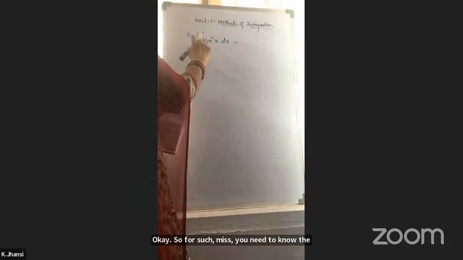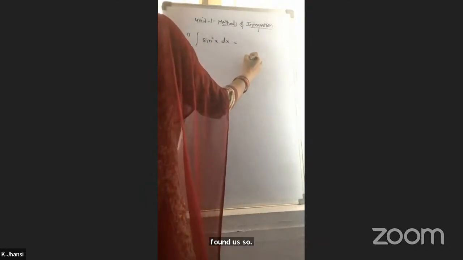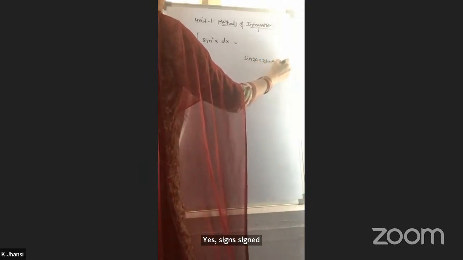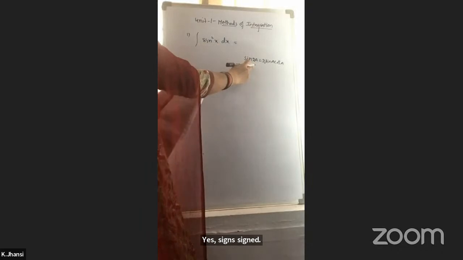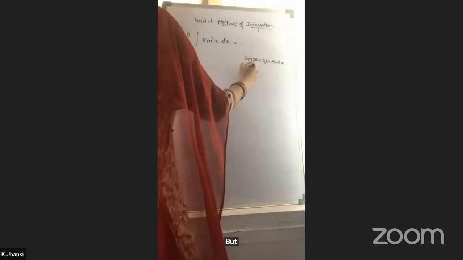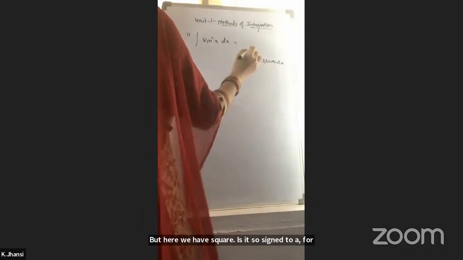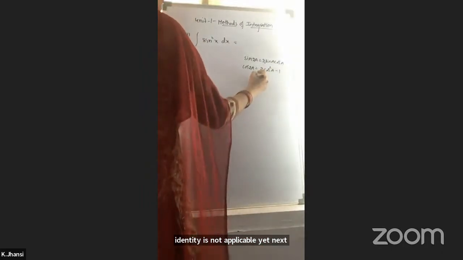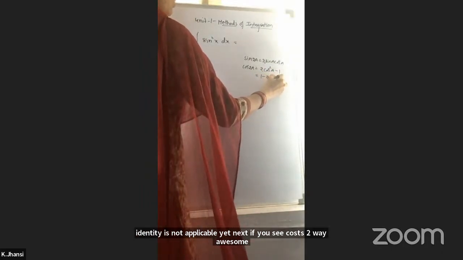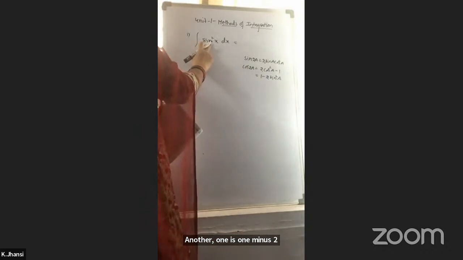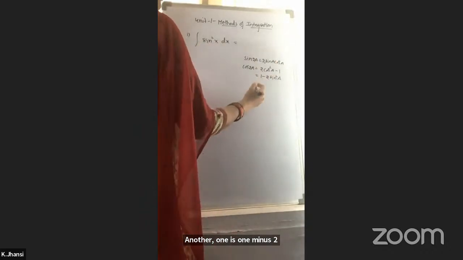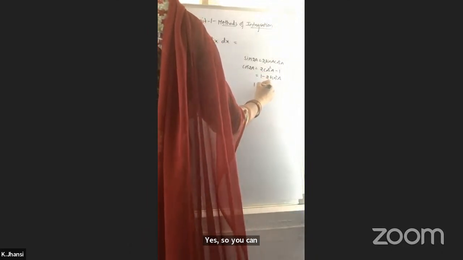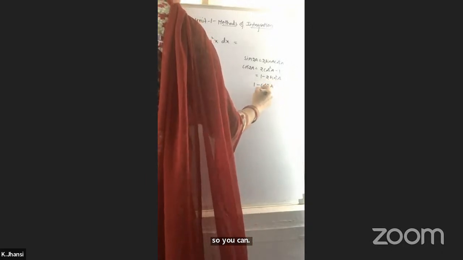Here sin 2a is 2 sin a cos a. But here we have a square, so the sin 2a identity is not applicable here. Next, if you see cos 2a, it is equal to 2 cos square a minus 1. Another one is 1 minus 2 sin square a. Here sin square x is there, so you can convert this one, that is 1 minus cos 2a by 2.